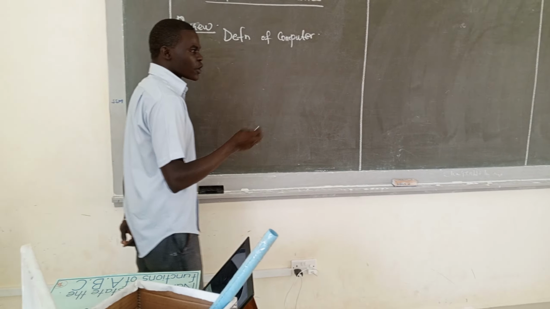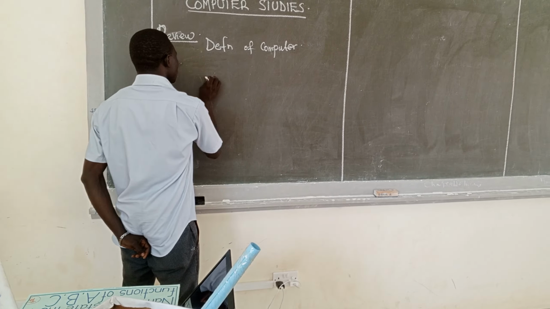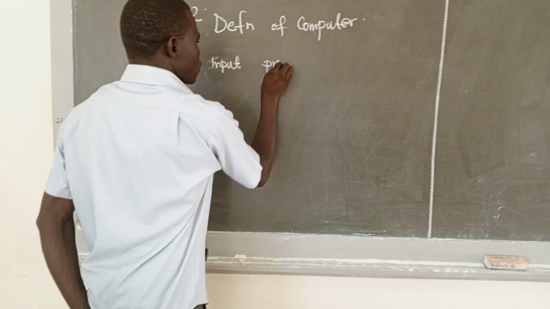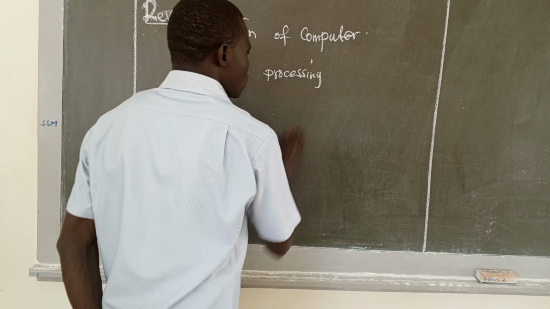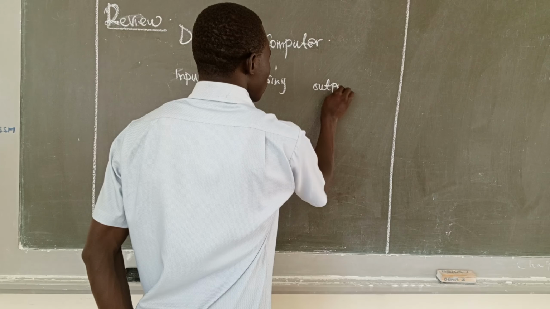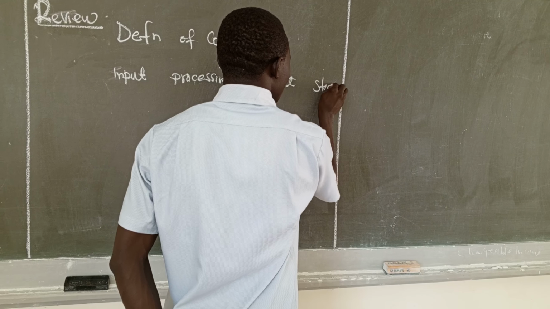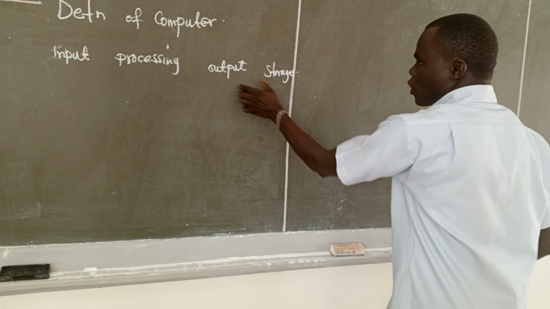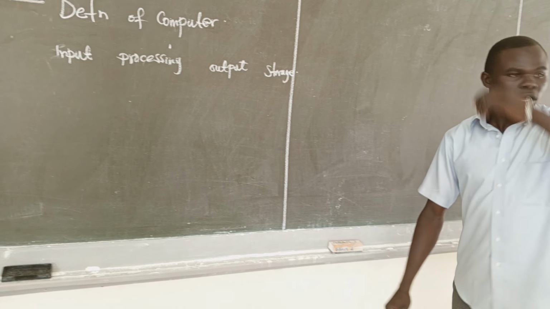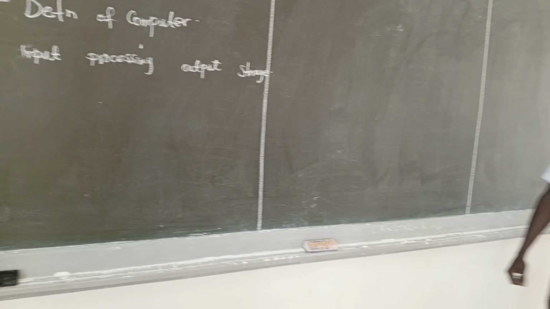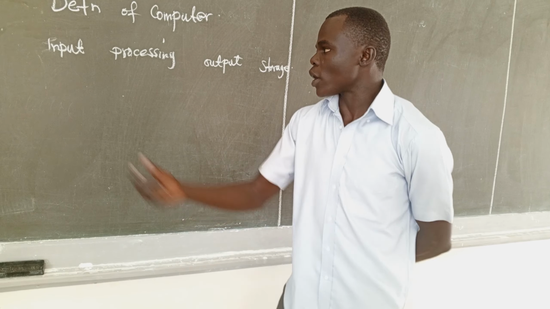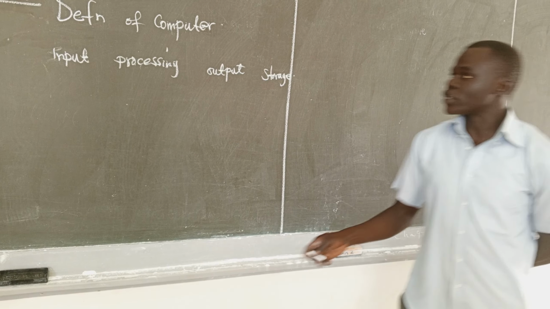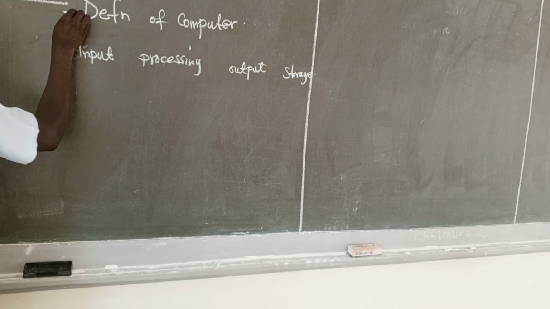Out of the two definitions, we identify keywords. That is input, processing, output, and storage. Out of their definitions, these four keywords are attached. So when you are defining a computer, you make sure these words are inclusive. So that is how we defined the computer last week.